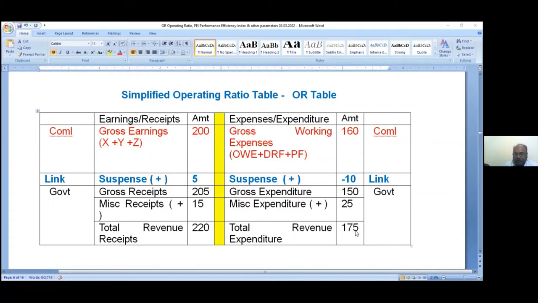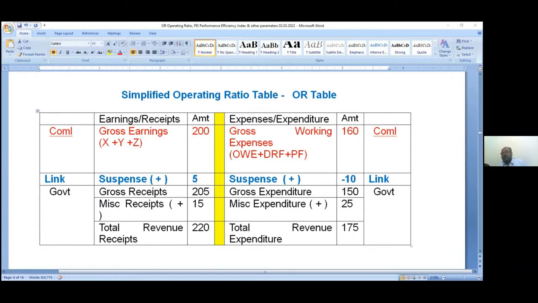Please remember, all the figures are only plus except suspense. Suspense may sometimes be a plus figure or a minus figure, depending on the accruals and the recoveries of the suspense. So only the suspense figure should be either plus or minus. All other figures are plus only. Now please message me in the chat box what is the net receipts.